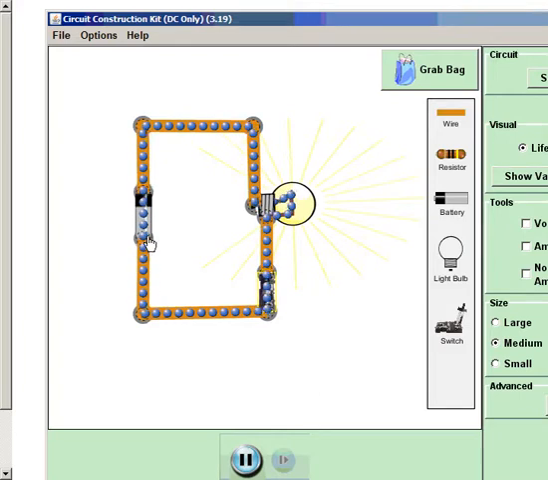If you look at the charges that come out of the battery, that go into the switch, that go into the light bulb, that come out of the light bulb, that go back into the battery, the rate of that charge flow is always the same, and therefore the current in the circuit is always the same.